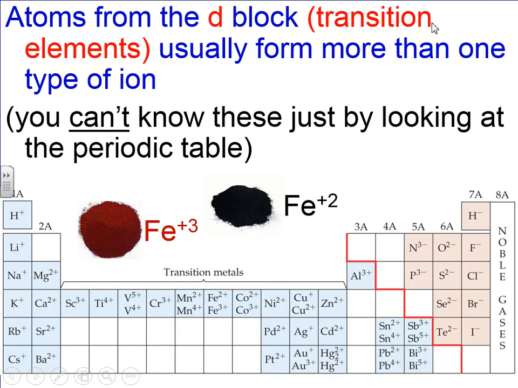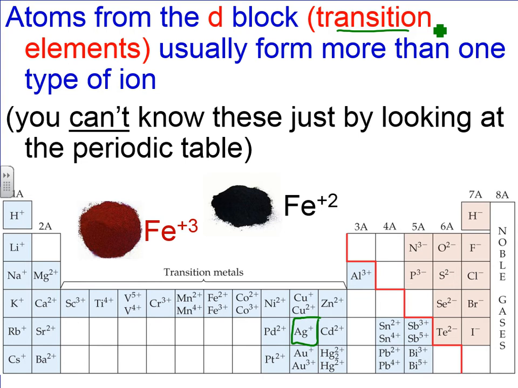Now, if the atom comes from the D block, these are called transition elements. They'll usually form more than one type of ion. There are exceptions again. A famous exception would be silver. Silver only forms one type of ion. But these you cannot know just by looking at the periodic table, because you have two different types most of the time. An example then that we began with, there are two types of iron.